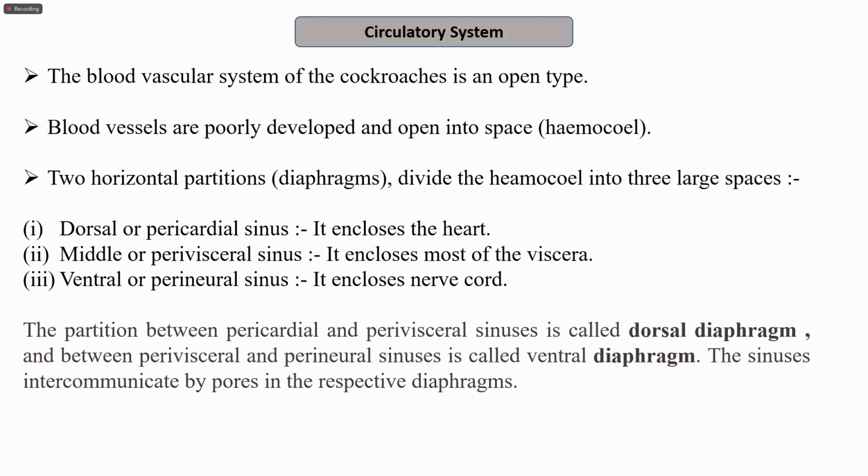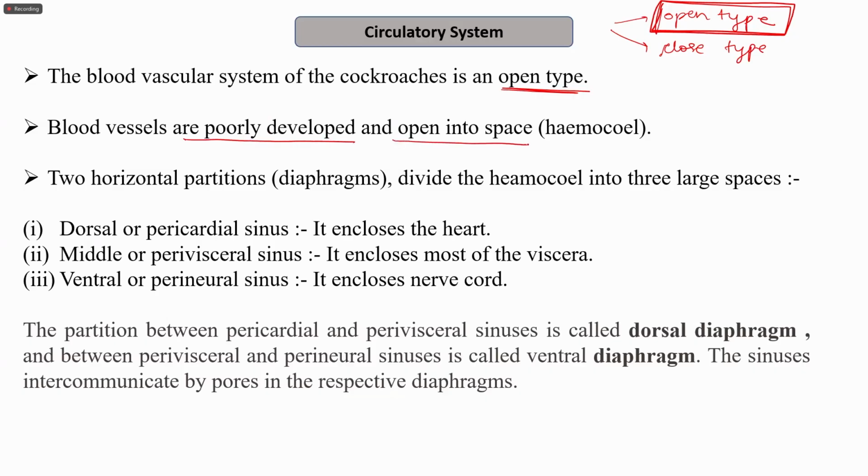The next organ system that we are going to discuss is the circulatory system. So the circulatory system can be of two types. We know it can be an open type circulatory system in certain organisms, or it can be a closed type circulatory system in certain organisms. So cockroaches have open type of circulatory system, where the blood vessels are poorly developed and blood runs into the open spaces, that is the hemocoel.